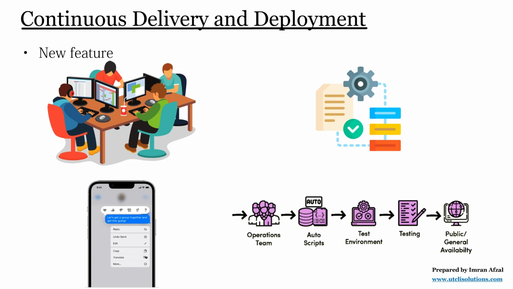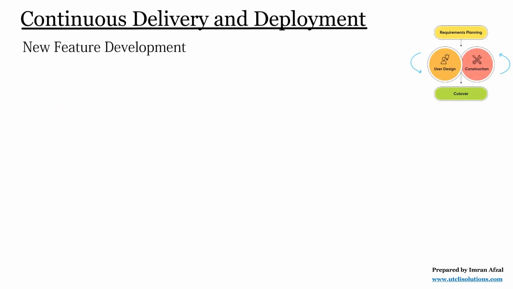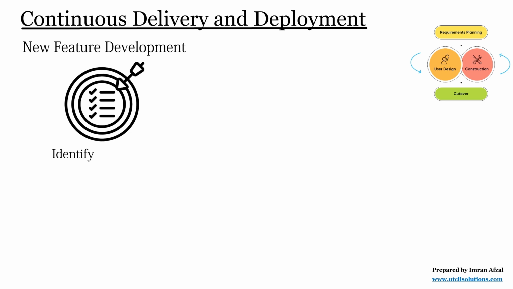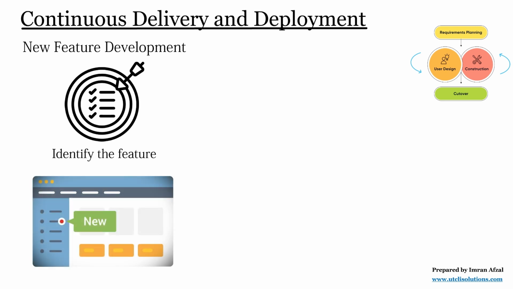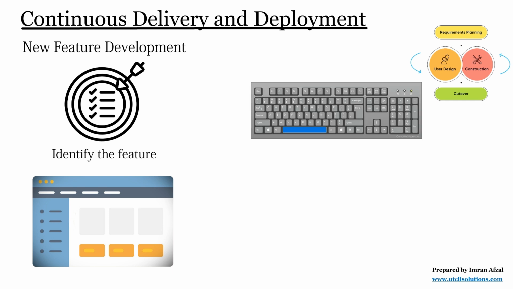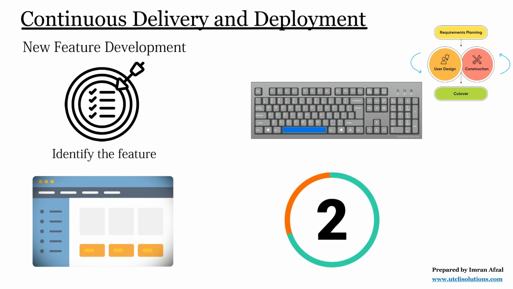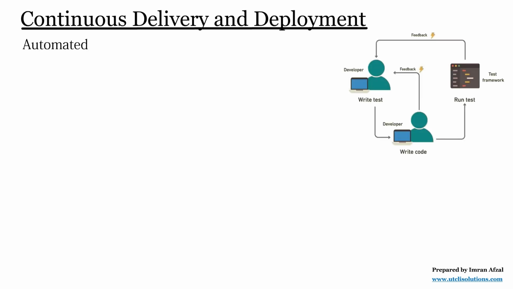The first part is new feature development. Of course, we have to identify the feature. With the help of this upcoming feature, users will be able to delete the last line by pressing and holding the spacebar on the keyboard for more than 3 seconds. Now, this is the feature that will be added and it has been identified. Now, the next step is automated building and automated testing.